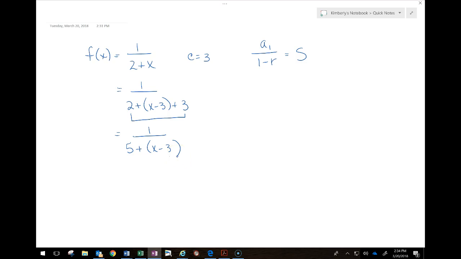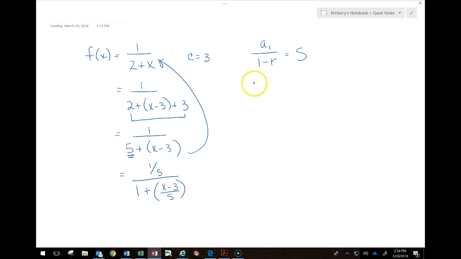And if you take a second to look up here, you've made some modifications, but you still have 1 over x plus 2. And it's really important that it's still equivalent to your original function. We've just changed the center. So the next thing that we need to do is make sure that our constant down here is a 1. So I'm going to divide numerator and denominator by 5. And I'm going to get 1 plus x minus 3 over 5 in my denominator.